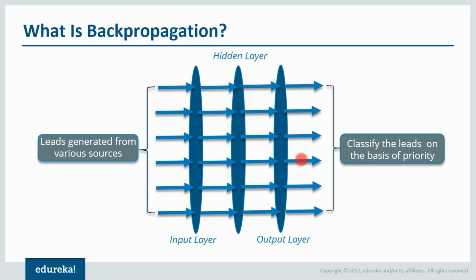First, we'll see the output. Then accordingly, we'll calculate the error. And based on that error, we are going to update the weight. And this process is nothing but your backpropagation in a nutshell, I can say, right? Although the algorithm is pretty complex, but yeah, this is basically what happens.